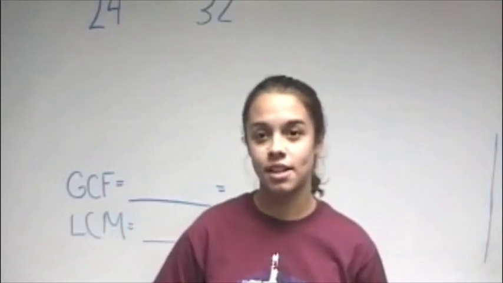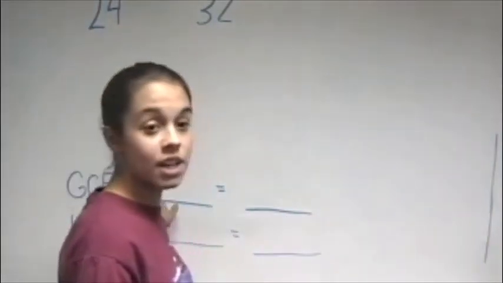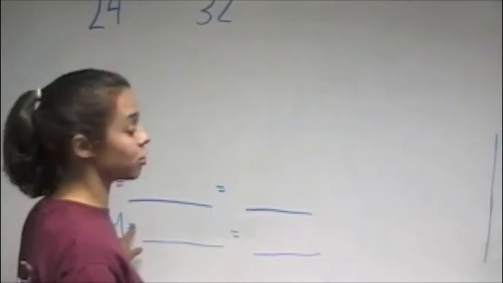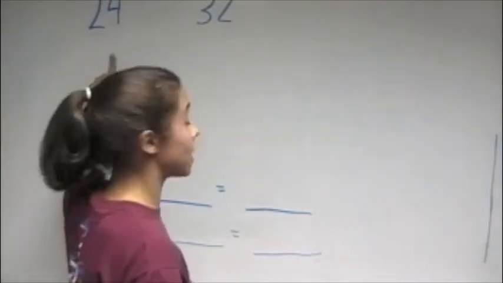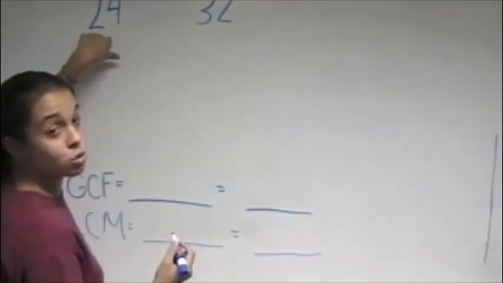Going to review for the test: prime factorization, greatest common factor, and least common multiple. We're going to start with prime factorization. The first number is 24.